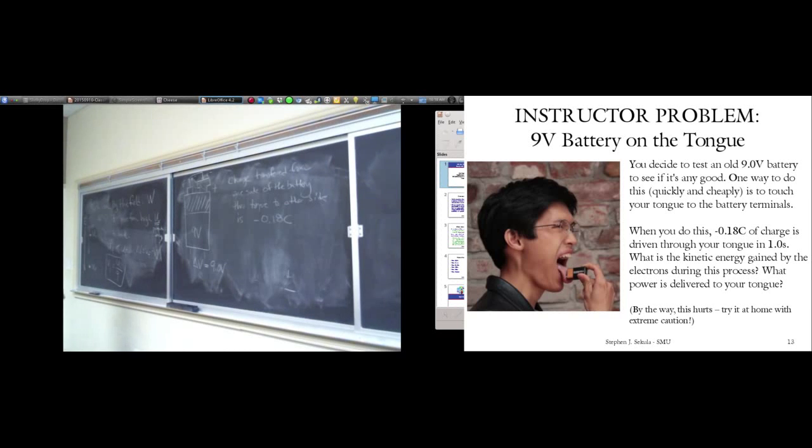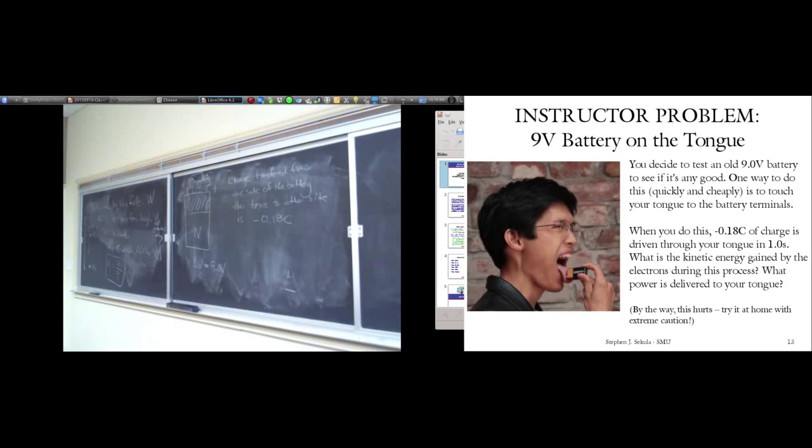Tiny little number, okay? But remember, atoms are teeny tiny things, and as I said, the ground state of hydrogen is 13.6 electron volts. That's a lot of energy for an electron, actually, okay? Because they're not very big. All right, so we're moving a whopping amount of current through your tongue. 0.18 coulombs is actually a whole lot. That's a lot of electrons. Divide by 1.602 times 10 to the minus 19, and you'll come up with something that's about 10 to the 18 or so electrons that are moving through your tongue. That's a lot, okay? Not quite Avogadro's number, but it's getting there.